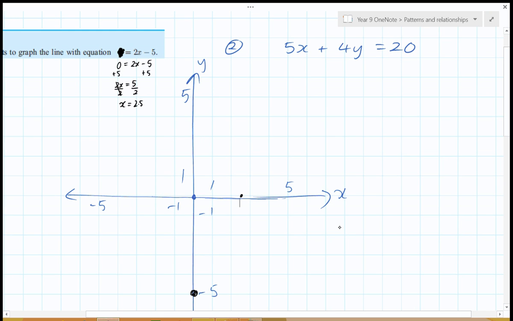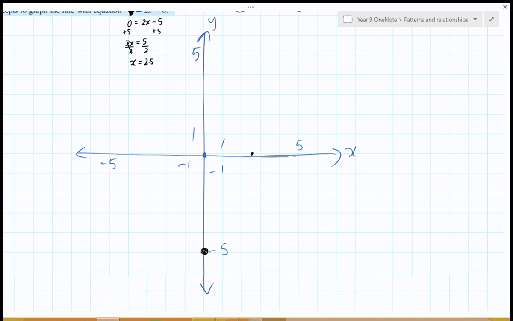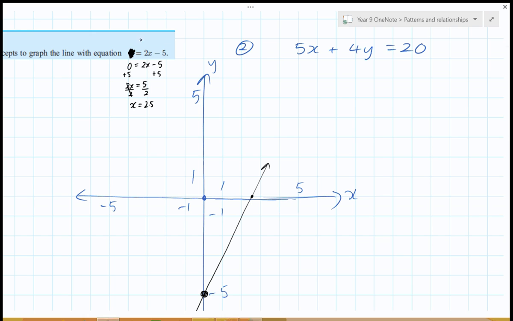Now 2 points is actually all you need to make a line, so long as you're accurate. So I'm going to use those 2 points to rule in my line. And there is my line. What have I still got to do before I finish that line? Arrows at each end. And label it. So that's y equals 2x minus 5.